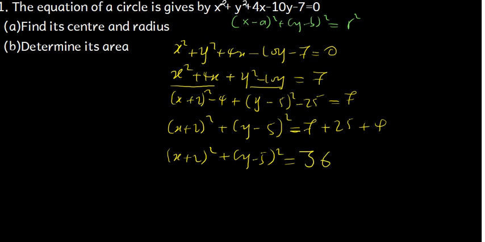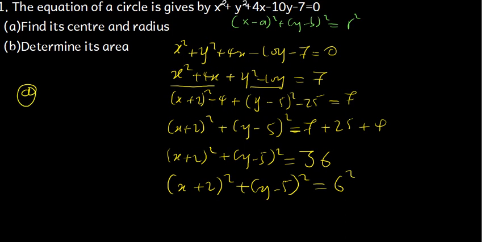We know that the error is squared, so we need to write 36 as a square. That gives us (x + 2)² + (y − 5)² = 6². So this is telling us the center first. The center is given by taking these coordinates and changing their signs: negative 2, and positive 5. So the center is at (−2, 5). Finding that, let's go on and find the radius.